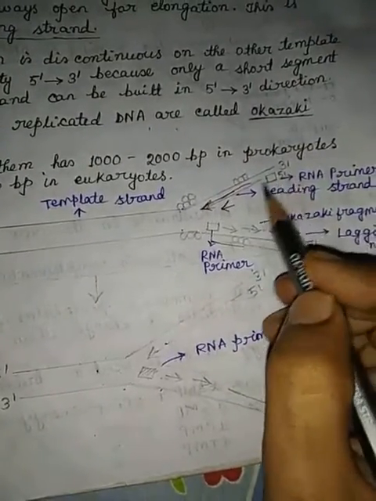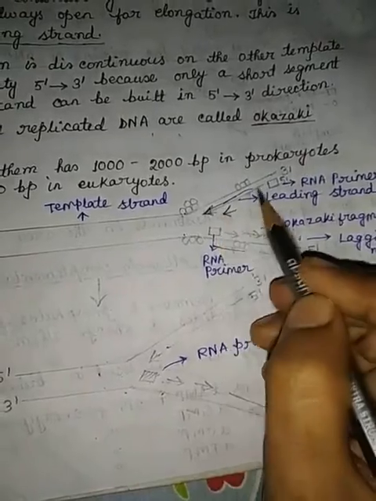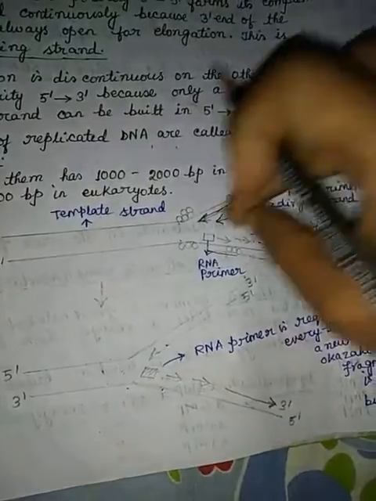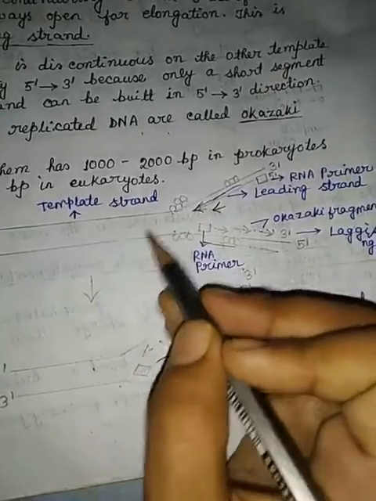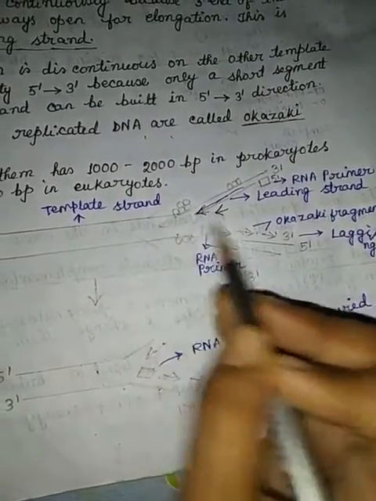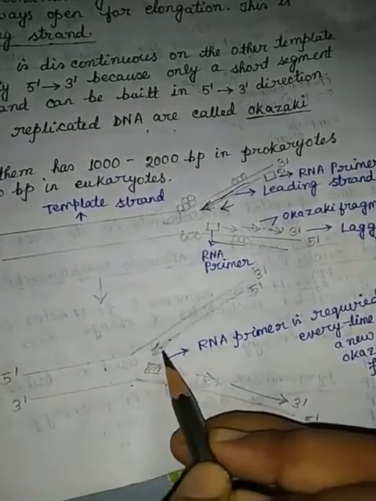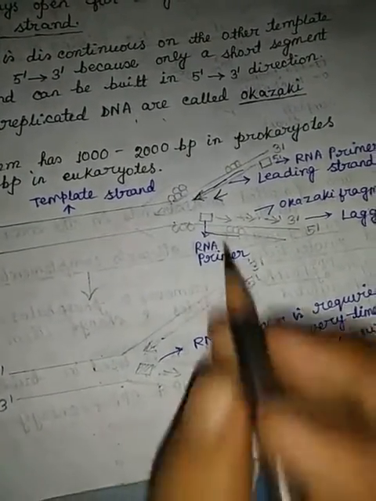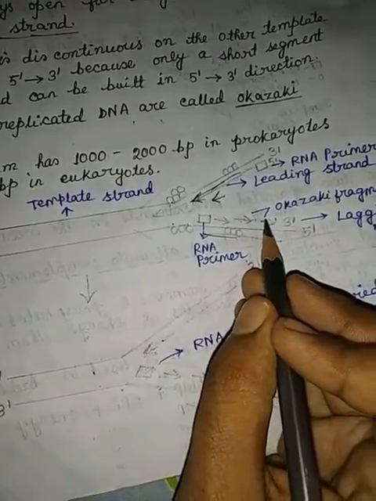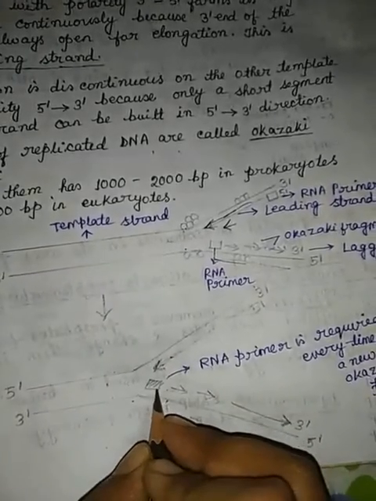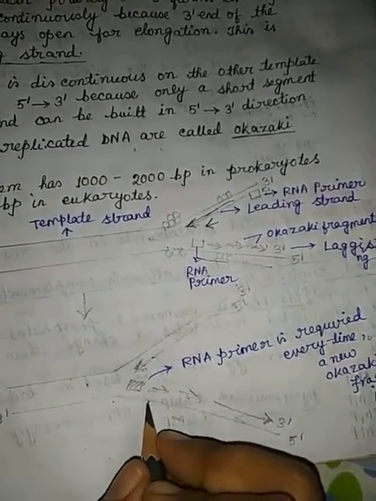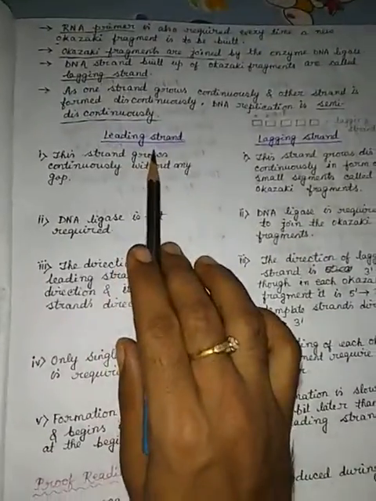This is called the leading strand, because the synthesis of this strand occurs in this direction, means unwinding of DNA and the synthesis of the leading strand occur in the same direction. As it starts from here and goes in this direction, a gap is created here. For that again an RNA primer is required here, and it occurs in a discontinuous manner. Clear? Here leading strand and lagging strand.